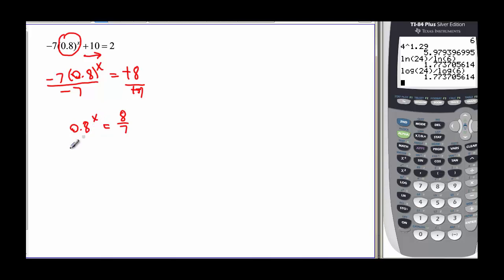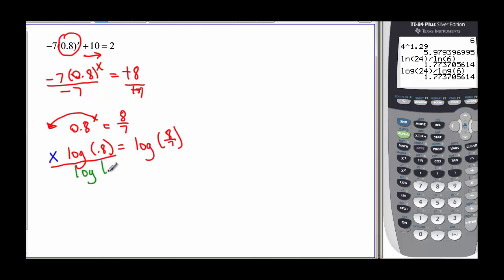Just take the x out front, x times the log of 0.8, remember the x went out front so we don't have to write it again, equal to the log of 8 over 7, so we don't have the exact answer here. Divide both sides by the log of 0.8. So x, oops, I forgot my parentheses, is equal to log of 8 over 7 divided by the log of 0.8, which is approximately, but you don't have to say it.